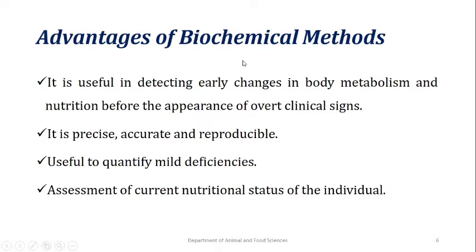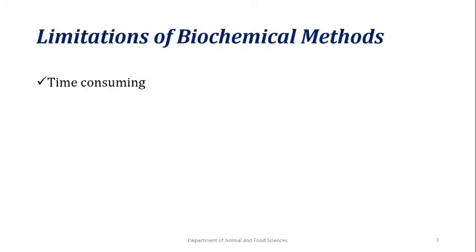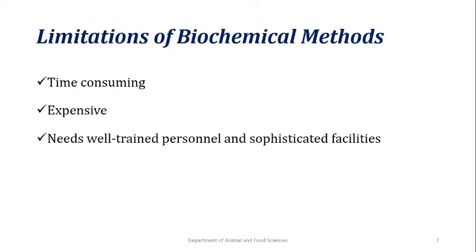Okay. On the other hand, biochemical methods have some disadvantages also. They are time consuming and quite expensive. It is not like anthropometric measurements. It requires well-trained personnel and sophisticated facilities. We cannot do the biochemical assessments without a sophisticated lab or well-trained personnel. So it requires capital as well as maintenance cost, so it is quite expensive.